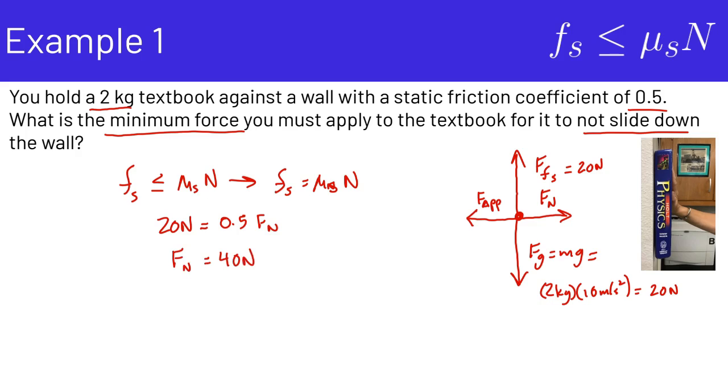That's also equal to the force that we have to apply, because the normal force and the applied force are balanced with each other. The applied force is what you're putting on the book, and the normal force is equal and opposite to that applied force.